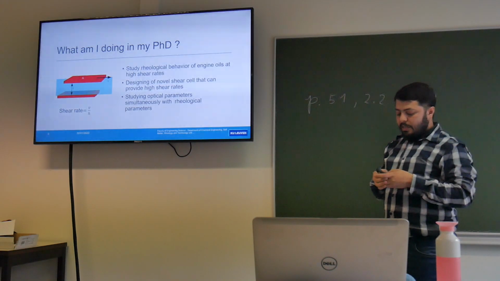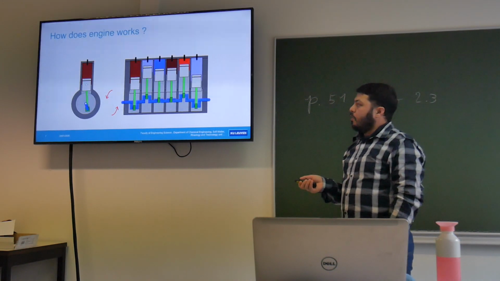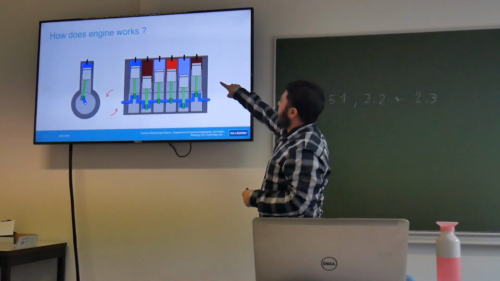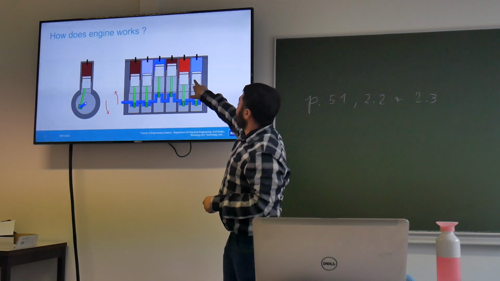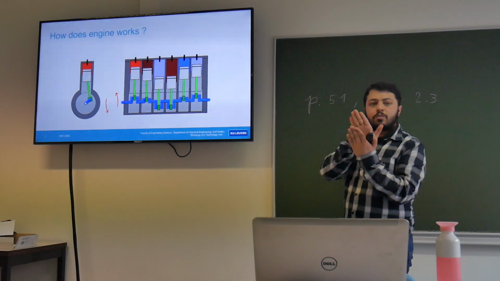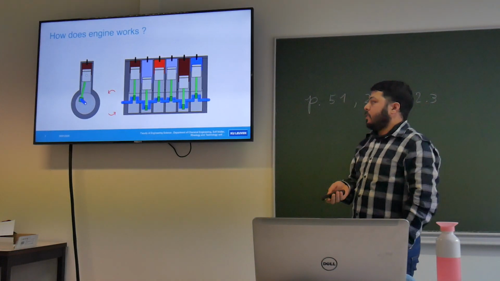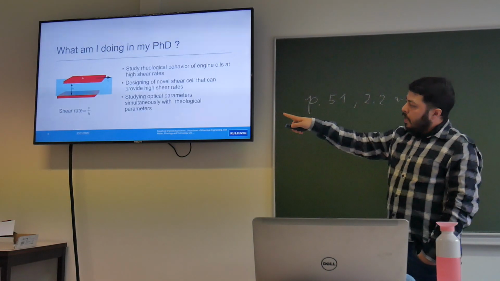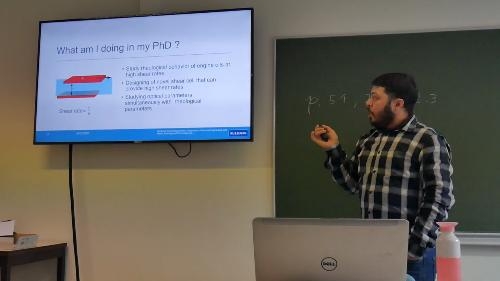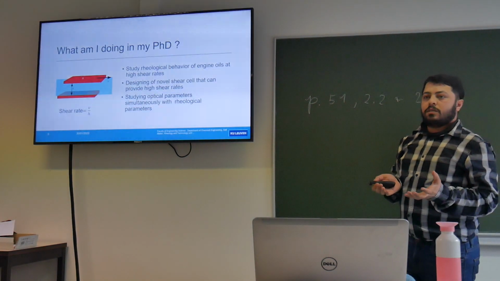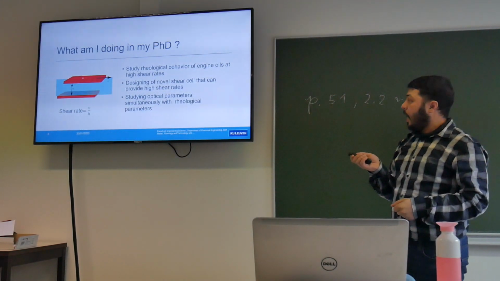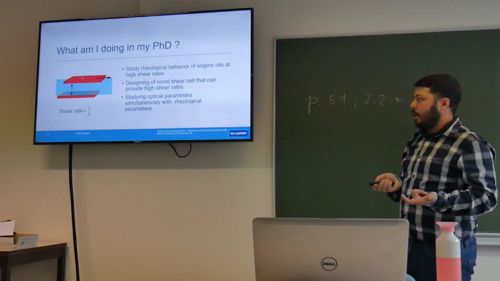Why do we want increased shear rate? Because this is an example of how the engine works. These pistons move really fast. If you see these colorful materials, the oil, let's say, is moving between the piston and the wall. So the gap is very low and the piston is moving very fast. If I go back to my previous slide, very high velocity and very small gap is going to give me a very high shear rate. In commercial rheometers, we don't have the capability to really test using these high shear rates. Because of that, I have to design a shear cell that can go for smaller gaps.